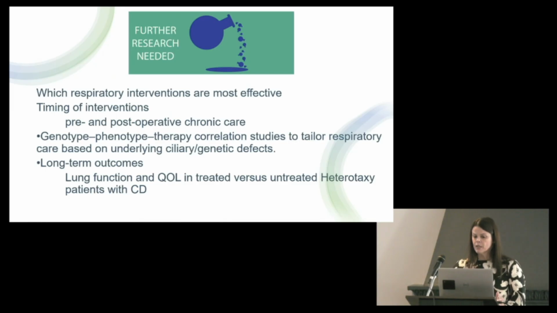So clearly, much research is still needed for us to try to understand how to best treat these patients from the respiratory standpoint. On a good front, primary ciliary dyskinesia is in a dynamic phase of discovery with better techniques for genetics, better disease characterization, and this will undoubtedly help the heterotaxy population. But we still don't know what the timing of the interventions should be like, which respiratory interventions are most effective, genotype-phenotype therapy correlation, and the long-term outcomes in lung function and quality of life in treated versus untreated heterotaxy patients with ciliary dysfunction.